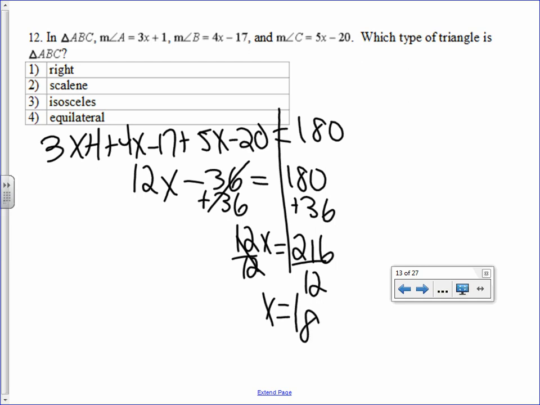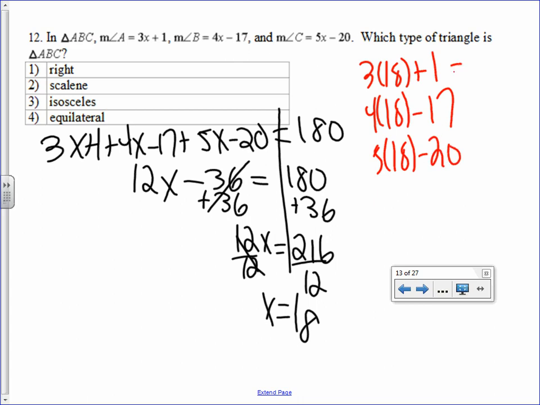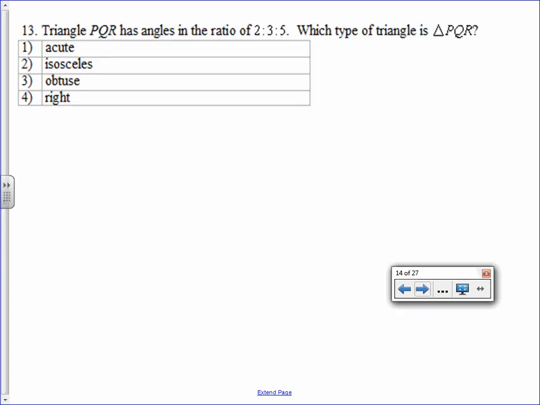Now, it wants me to determine what type of triangle it is. To do that, I have to substitute that value in to find each angle. So it's 3 times 18 plus 1, 4 times 18 minus 17, 5 times 18 minus 20, which gives me 55, 55, 70. It has two congruent angles, so it's isosceles. It's not right because it does not have a 90-degree angle. It's not scalene because they're not all different, and it's not equilateral because they're not all the same. And of course, equilateral triangles have them all being 60.